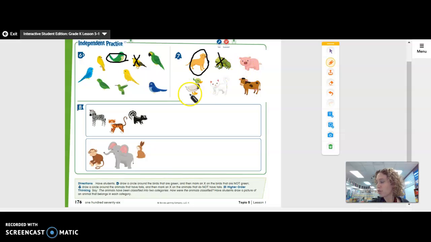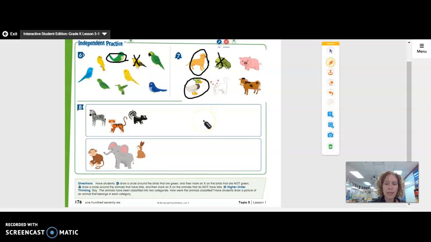So take a look at each of these animals. If they have a tail, circle them. If they do not, then put an X on them. Let's just take a look at this duck. A duck, you know what? He does have a tail. It's very small, but he does have a tail. So you'll want to circle your duck too, because they call them duck tails.